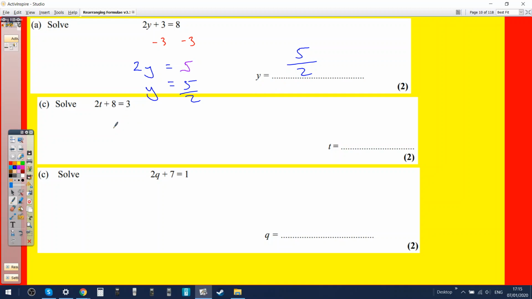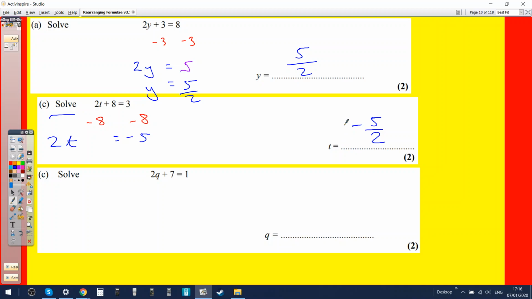Okay, similar one. Next. So 2t equals... it'll be 8, the one that you're taking away. Yeah. And then so 3 minus 8 is minus 5. Yeah. And then t would be minus 2.5. Yeah. I'll just leave it as minus 5 over 2. Okay.